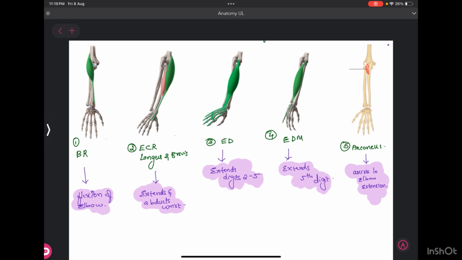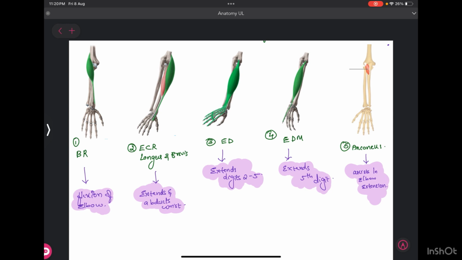The second muscle is extensor carpi radialis longus and brevis. I've already told you that when the word radialis comes, it corresponds to the radius bone and also to the thumb. Is that clear? Yes. It is attached to the second and third metacarpal bones. So what will be the function? It extends and abducts the wrist. Note that it is abduction, not adduction. It is abduction of the wrist.